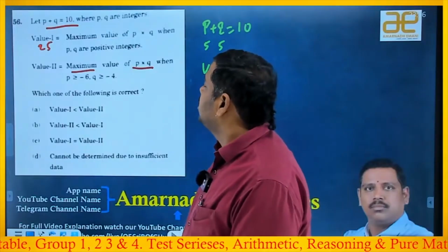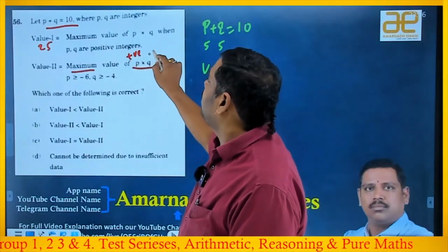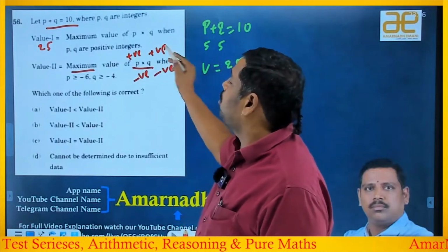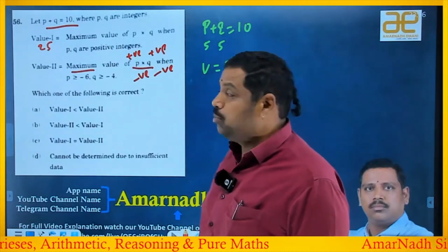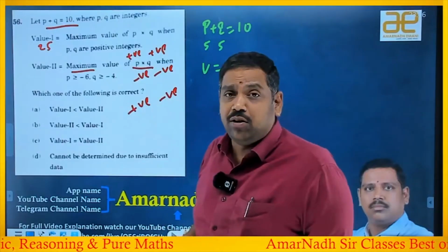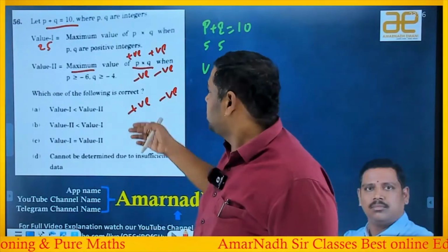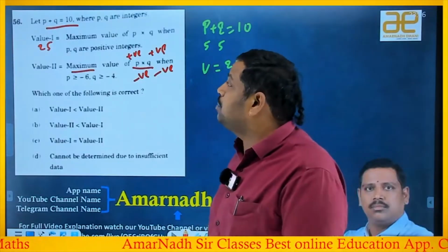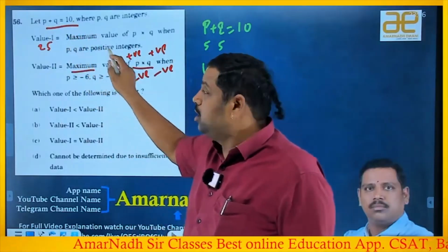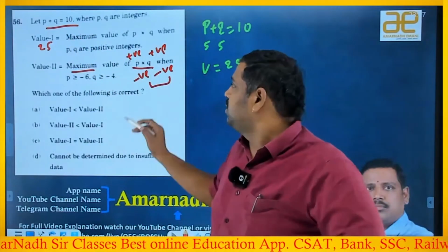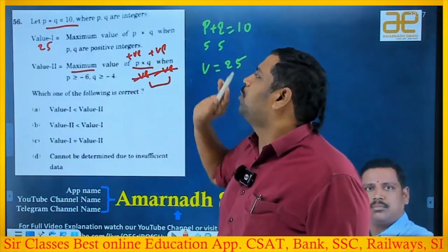Maximum value you will get when both are positive or when both are negative. Because in that case only positive into positive is positive, negative into negative is positive. But if you take one positive and one negative, positive into negative, you will get negative value. Negative value means not the maximum one. That's why definitely both should be positive or both should be negative. But the beauty is P plus Q is 10, a positive number. If you take two negative numbers, two negative numbers' sum will never be 10. So that's why this is also ruled out. So both should be positive.